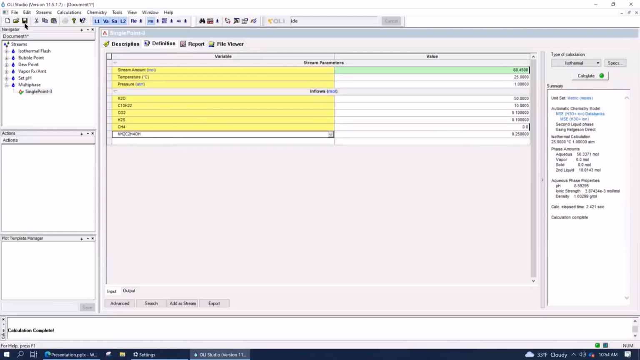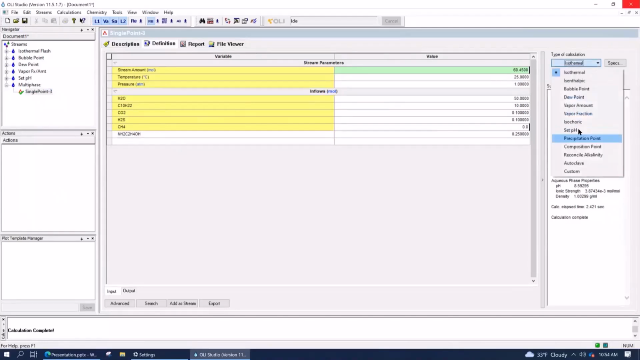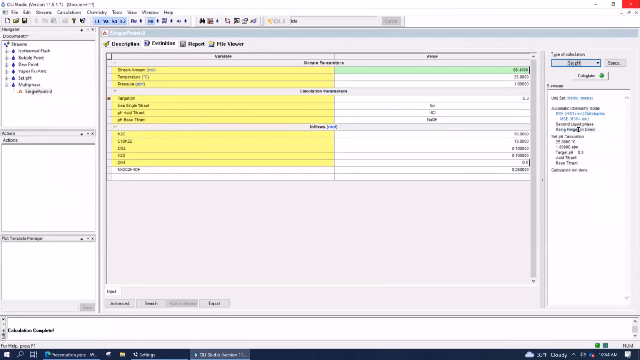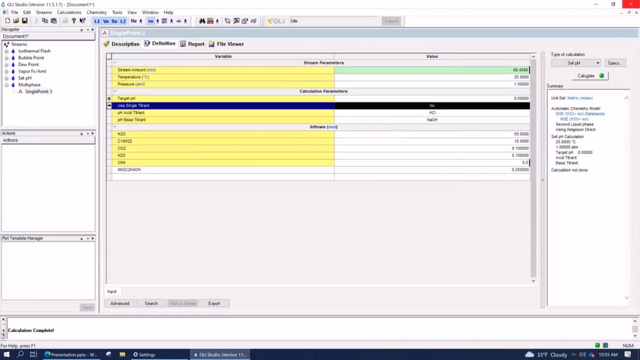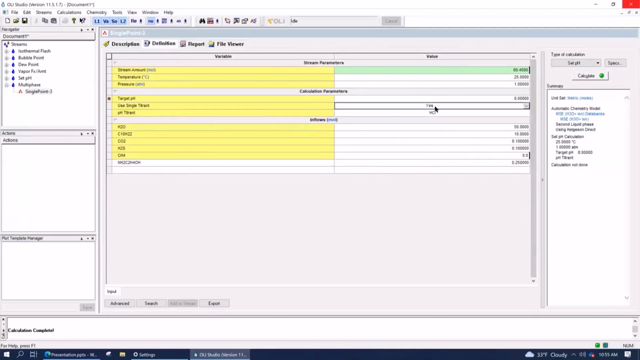Let's keep the same calculation in multi-phase, change the calculation type to set pH. Set the pH to 8.3. No, let's set pH to 8. But now, like before, rather than using acid or base, we're going to use the MEA to do this work. But since we only want to add MEA, you're going to change the option for a single titrant from no to yes. We're going to use a single titrant, and we're going to make that single titrant MEA.